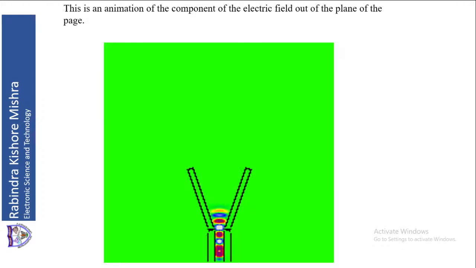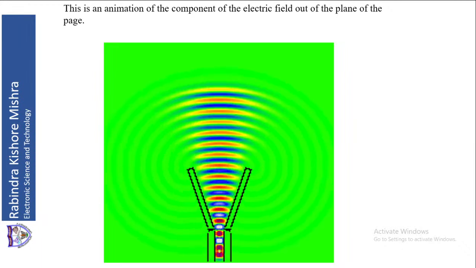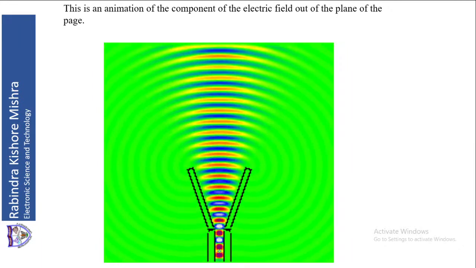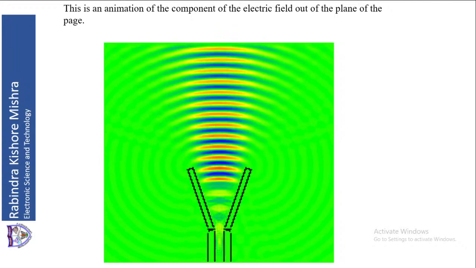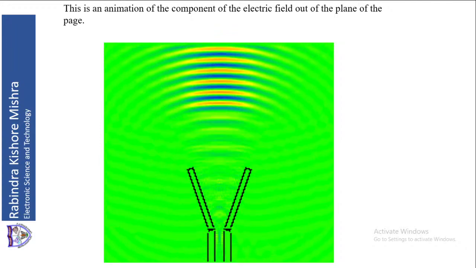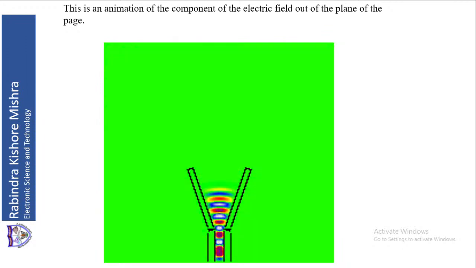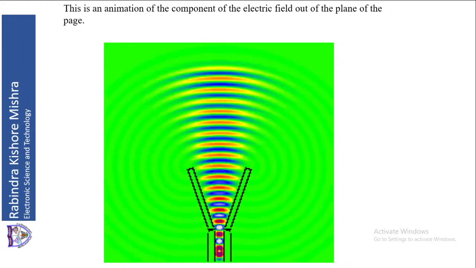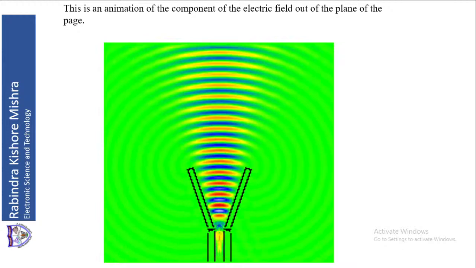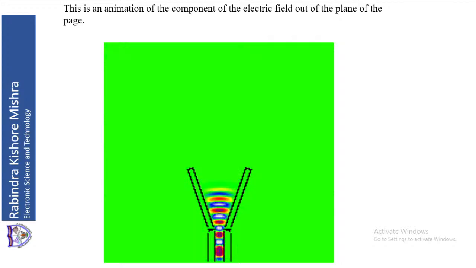This gives us an animation of the horn antenna. You can see this is an ideal horn antenna. As the field leaves the horn antenna, inside the waveguide it is a plane wave. As it comes to the horn antenna, gradually it becomes a spherical wave. As it leaves the horn antenna, the spherical wavefronts are clearly visible. As you go away, these spherical wavefronts gradually expand.